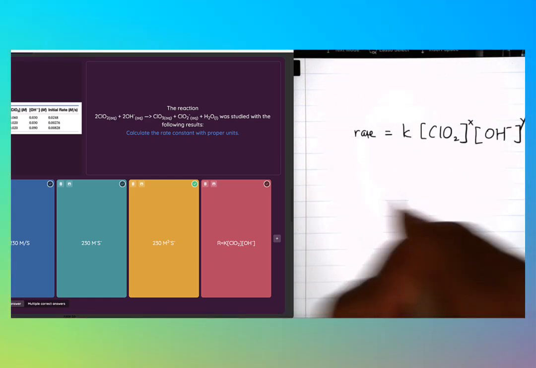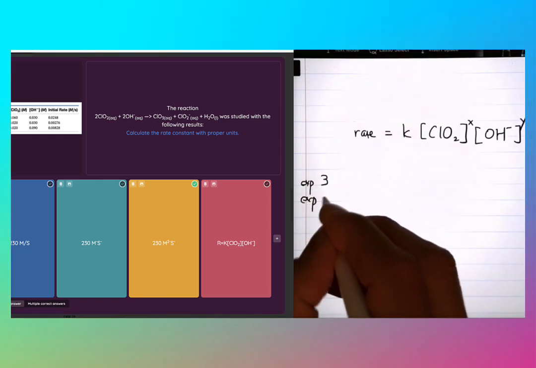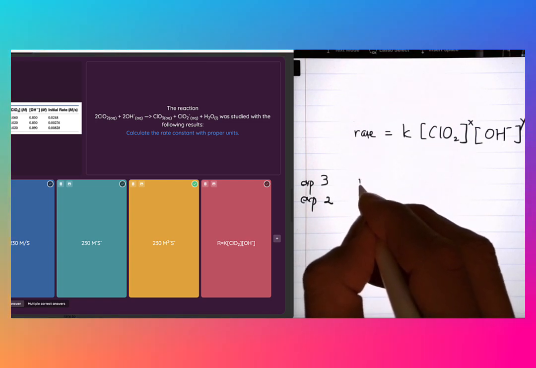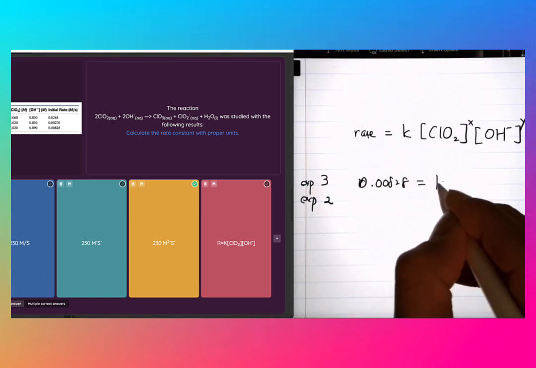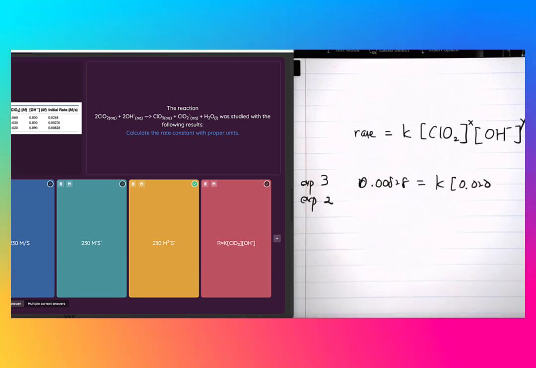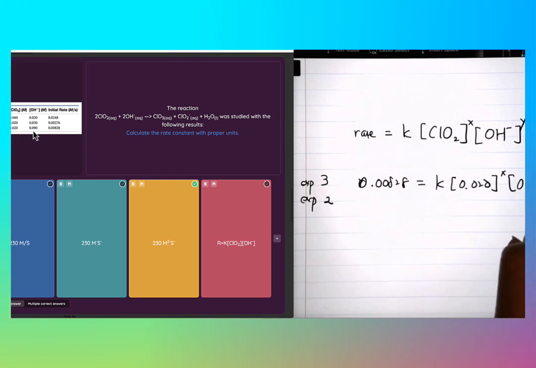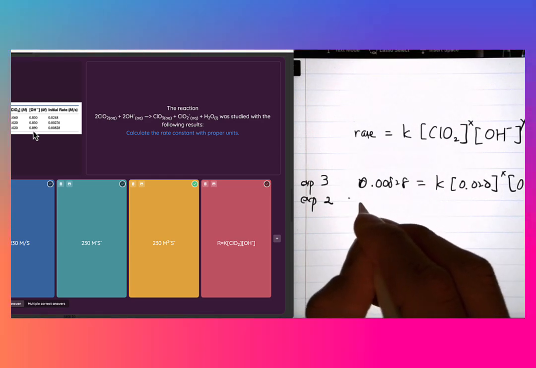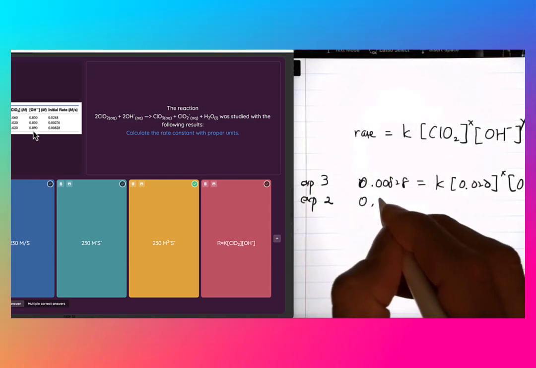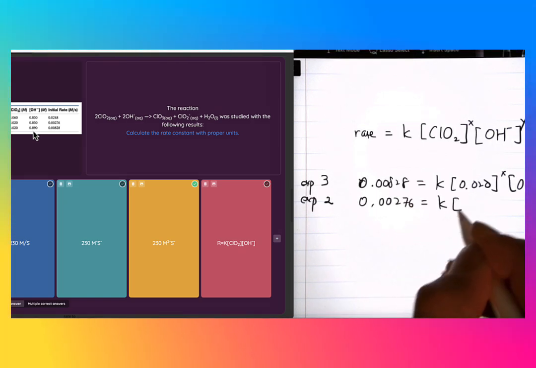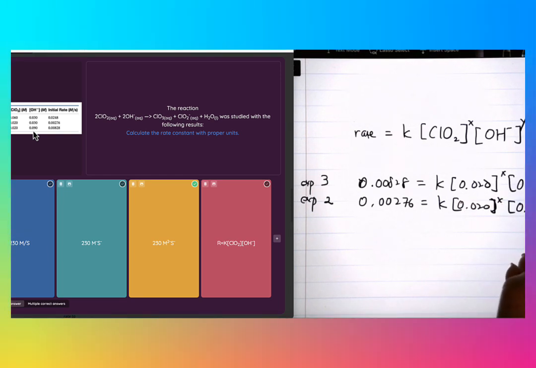So when you write the rate law, starting with experiment 3, and I usually put the higher one on top over experiment 2, I'm going to have an initial rate that's 0.00828. 0.00828 is equal to K, and I'll say 0.020 because I'm on experiment 3, 0.020 to the power of X, and hydroxide has 0.090 to the power of Y. And for experiment 2, I have an initial rate of 0.00276, K, the rate constant that depends on temperature, and 0.020 to the power of X, and 0.030.